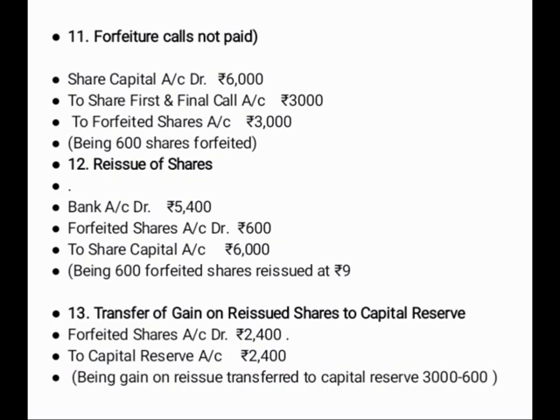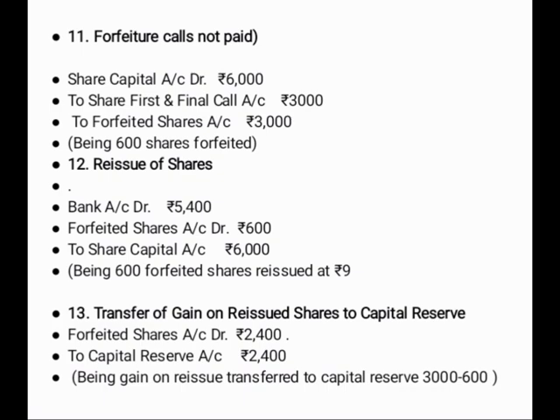Now these shares have to be reissued to the investors at rupees 9 each. So I have to post the journal of bank account debit, forfeited share account debit to share capital. Here bank account I have to post at 9 into 600, that is 5,400. Now the forfeited loss is 600 into 1, that is 1 rupee is a loss for the company. So I have to post it for 600. So the share capital value is 6,000. Here 600 is the forfeited loss.